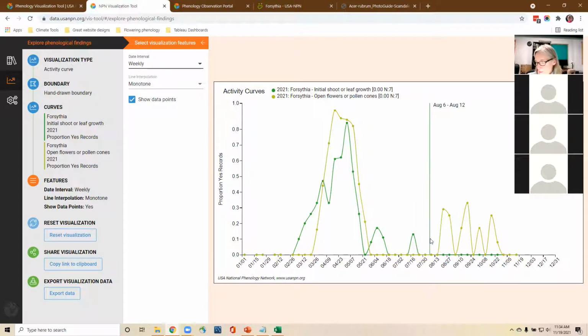What else here? So you can play around with the way that the curves are and stuff like that, but I think I like this one the best. But any questions about this one?